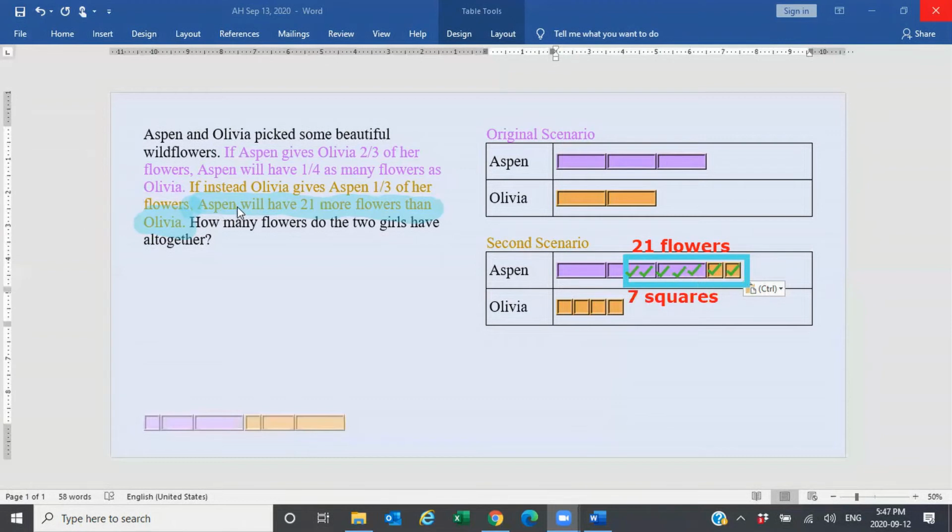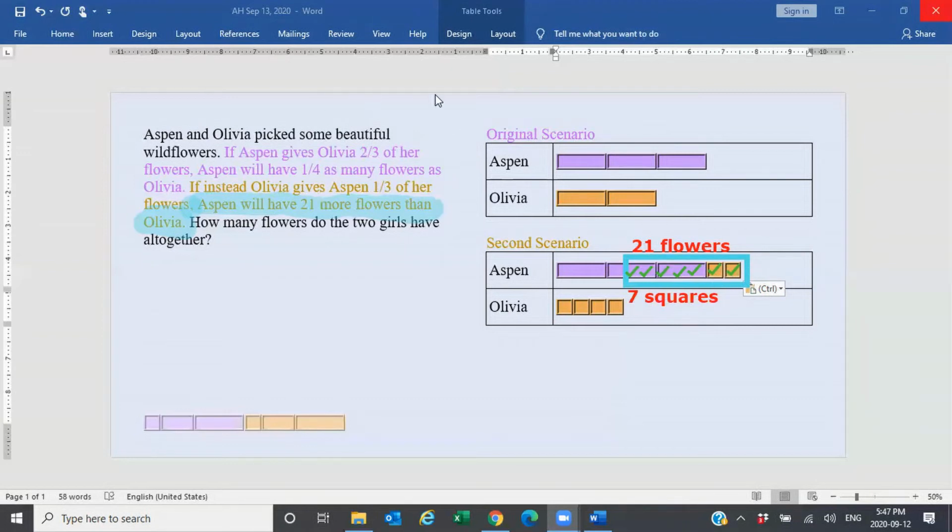It also says Aspen will have 21 more flowers than Olivia. If she has 7 squares more than Olivia and 21 more flowers, then we divide 21 by 7. 21 divided by 7 is 3. Alright, so 1 square represents 3 flowers.